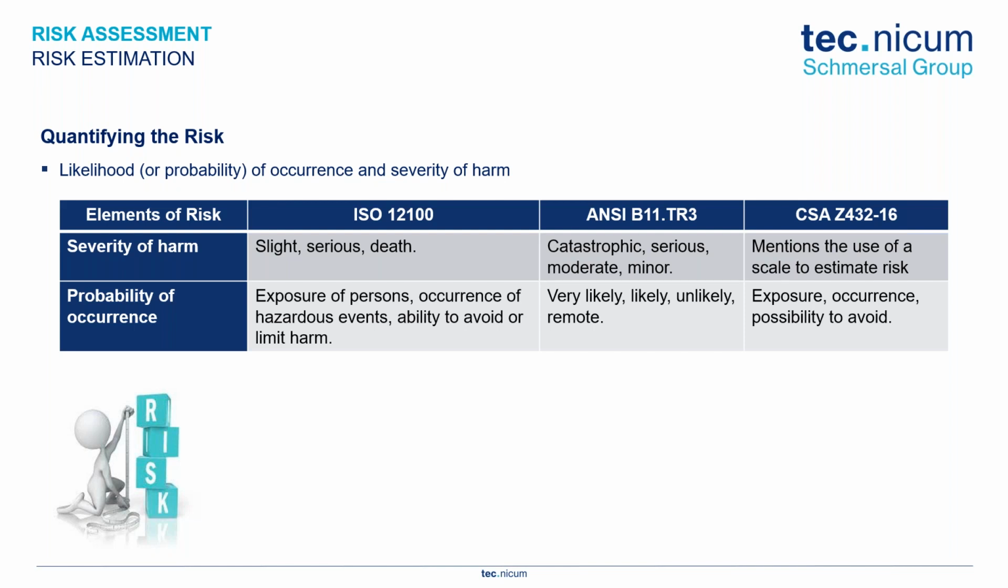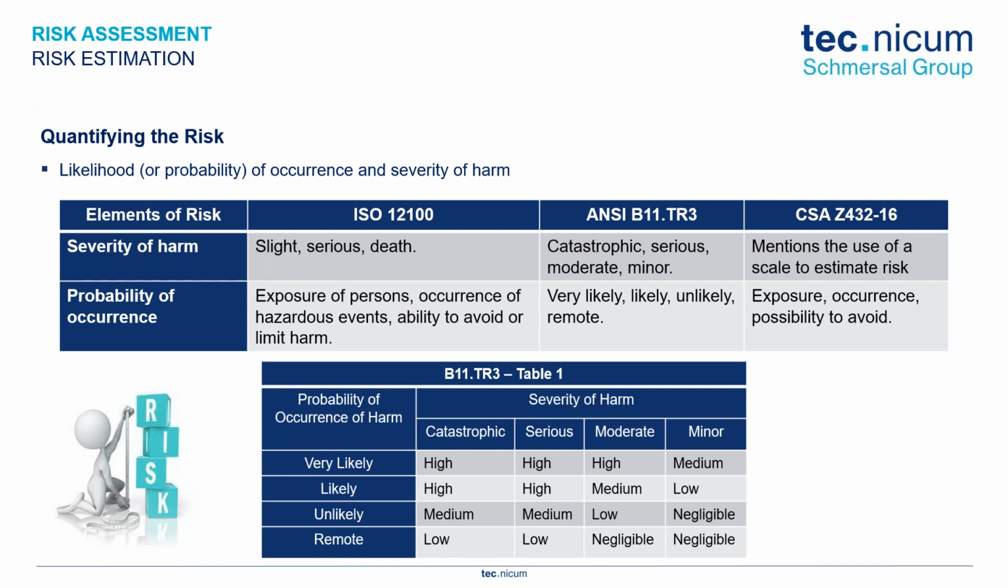The technical report goes a little deeper and provides this table. All right, so based off this table, we can provide a risk estimation. So based off of the severity of harm, catastrophic, serious, moderate, and minor, and based off of the probability of occurrence, very likely to remote, that intersecting point will then give us this risk estimation. This is just one example. You can use anything.